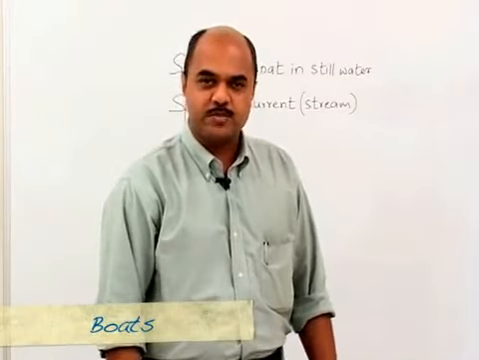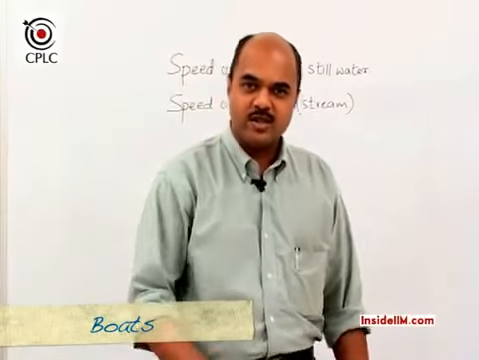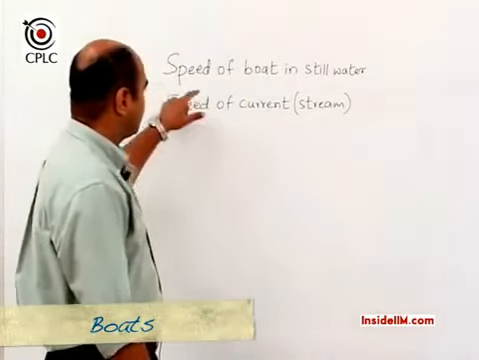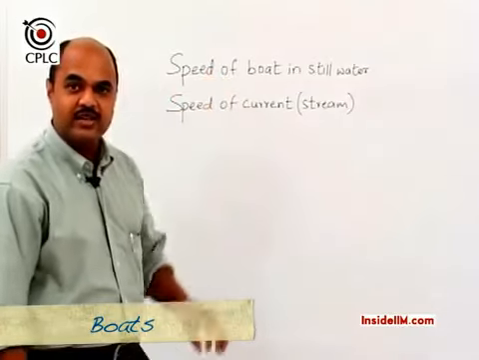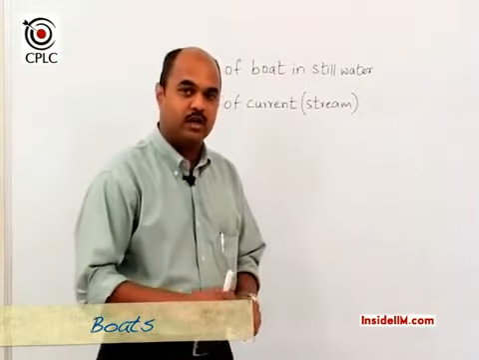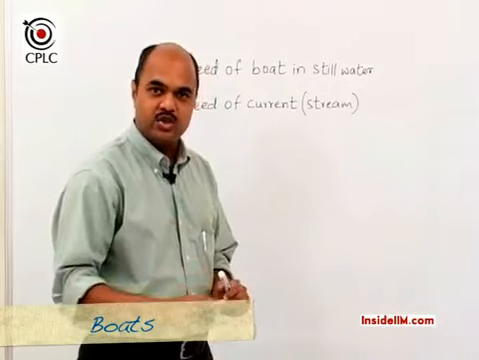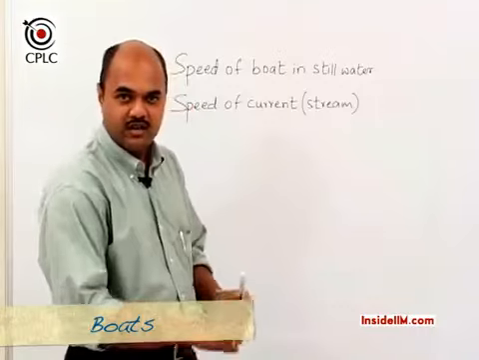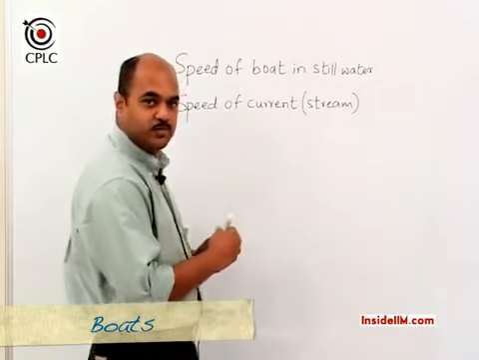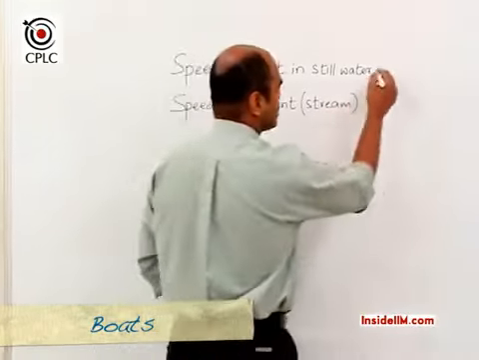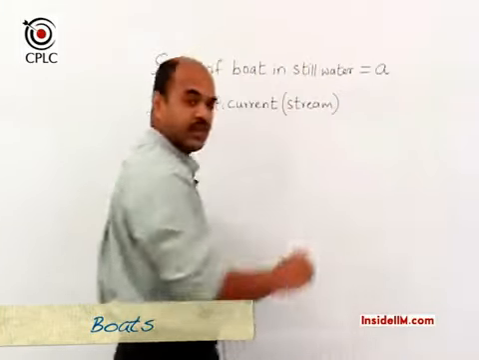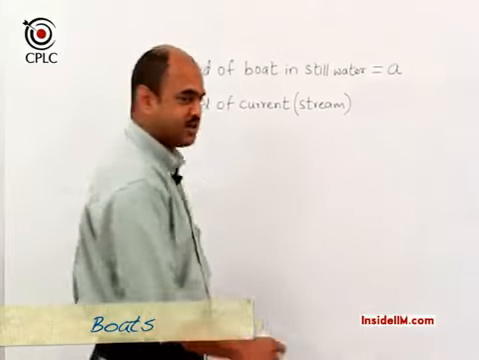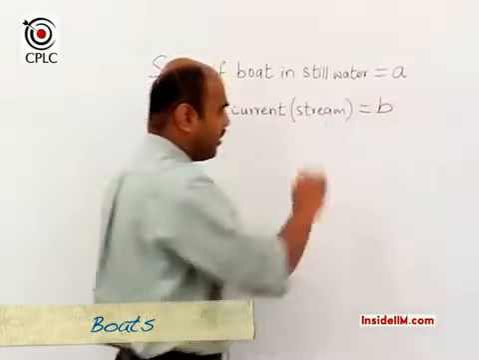Let's now look at questions pertaining to boats. So let's look at what information needs to be given to us. Suppose we are talking about speed of boat in still water. So now what we are talking about is that the current or the stream plays absolutely no role. Even if there is no speed of the current, this is the speed at which the boat would move in still water. Suppose we take that as A. And then let's assume we say speed of the current by itself is B.